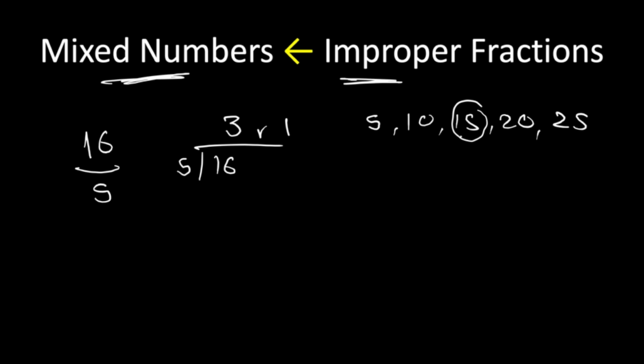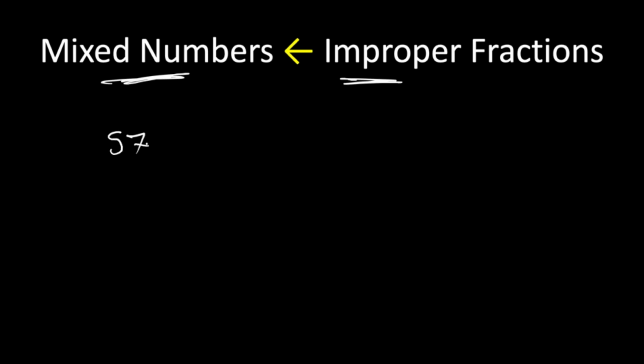Okay? So 5, 10, 15, 20. 15 is the closest without going over. So 5 times 3 is 15. So 3 5s go into 16 with a remainder of 1. So your integer would be 3 and the remainder 1 over 5. Next, 57 over 5. Convert that into a mixed number.